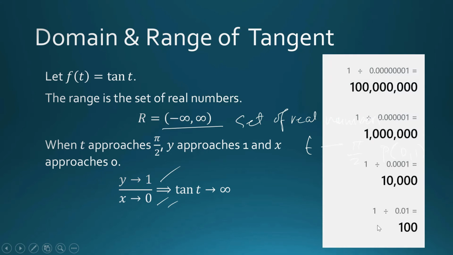Let us begin at the bottom. Look at this. 1 divided by 0.01 is 100. 1 divided by 0.001 is 1,000. Okay, so this is the numerator 1, and our denominator is 0.01, 0.001, so on and so forth. And look at what happens. As x approaches 0 and y is 1 or approaching 1, the value of tangent of t, y over x, approaches infinity. So this trend will continue. It will go on increasing and increasing.